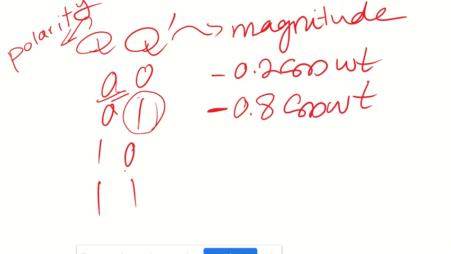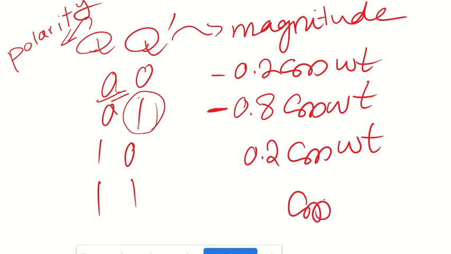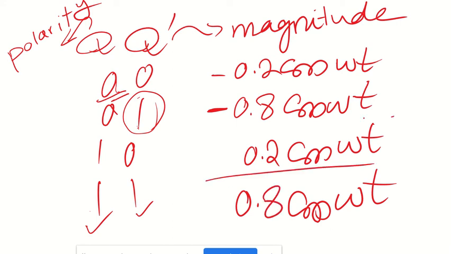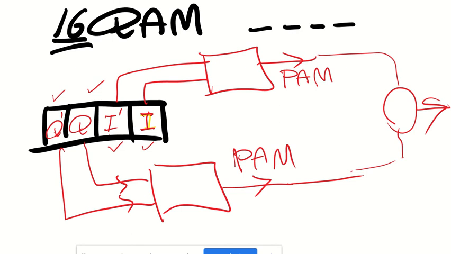And then 1, 0, the polarity is 1, but the magnitude is small, so 0.2 cosine of omega t will go. And here I have 1, 1: the polarity is 1, the magnitude is 1, so 0.8. So this is what goes here, and then they get mixed and will be sent.